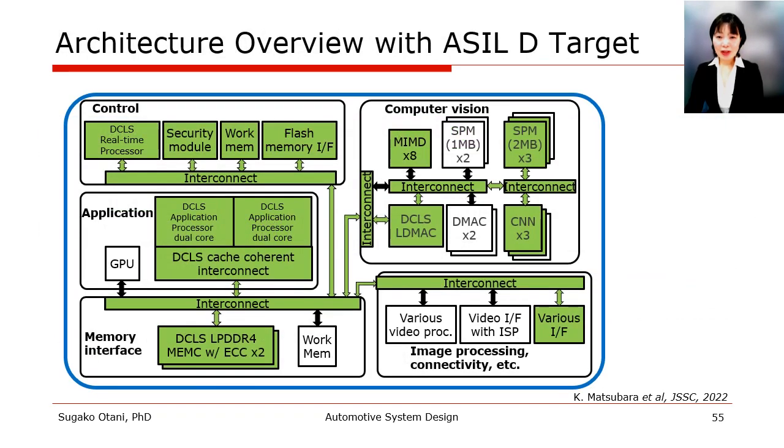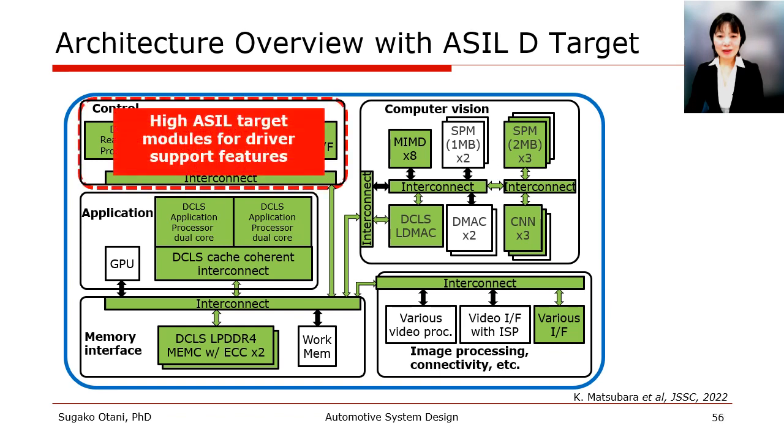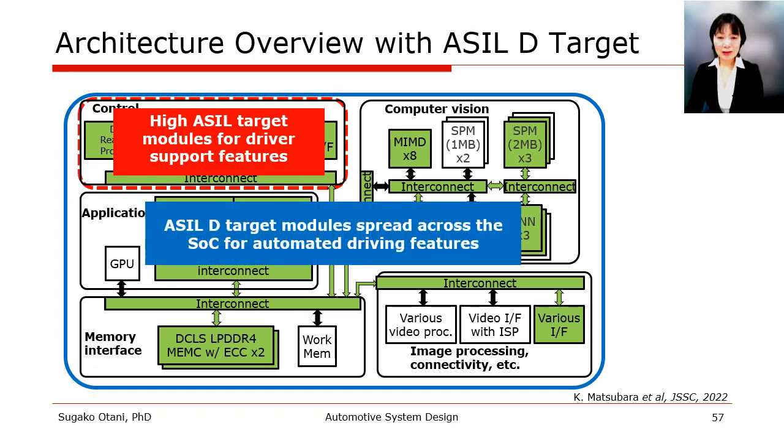This video shows an overview of the architecture of the chip for automated driving, and the modules to which HLD was mapped on the previous slide are shown in green. In the previous SoC for driver support features, the modules with a high ASIL target are only in the control domain, indicated by the dotted red line. In autonomous driving SoCs, the HUD target modules are spread across the SoC.